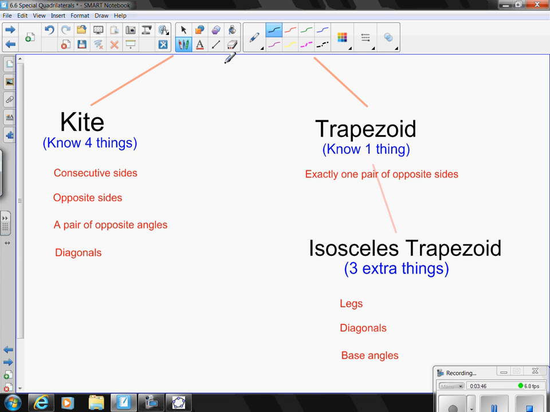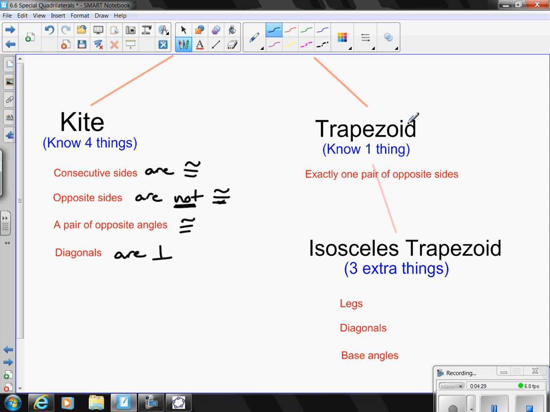For a kite, I took out the parallelogram down in the middle. A kite, the consecutive sides are congruent. Those are the sides that are next to each other. Opposite sides are not congruent. They can't be the same. One pair of opposite angles are congruent. The other pair is not. And the diagonals are perpendicular, very similar to a rhombus, except for this thing right here. This is what makes it a kite, not a rhombus.